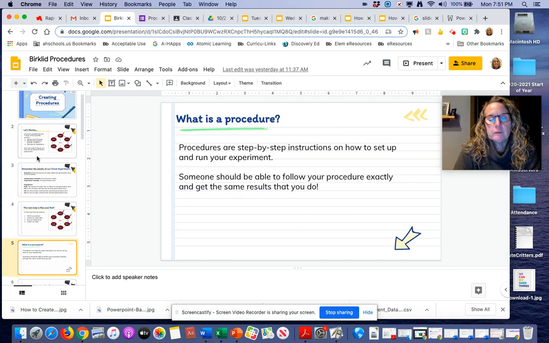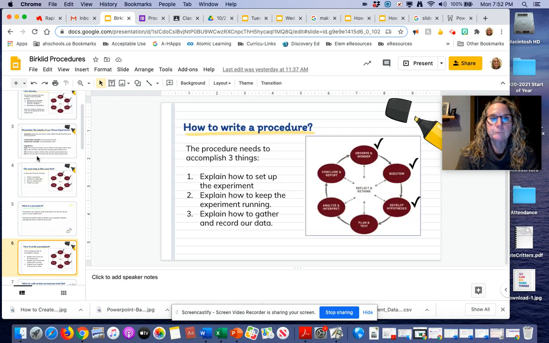So what is a procedure? If you think about a recipe, a procedure is like the step-by-step instructions on how to set up and run your experiment. So someone should be able to follow your procedure exactly and get the same results as you do. So if you think about that, this is really the steps to a recipe. Because if you do a recipe and you follow the directions exactly, you should get the same results the chef did. Now, sometimes it doesn't work as well, like in my case. Sometimes you don't get the exact same results. But in other cases you do, and you'll see that if you follow the directions exactly, you're more likely to get the results that you're expecting to get.